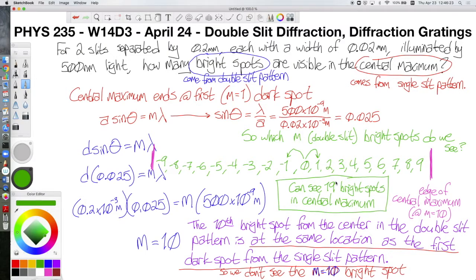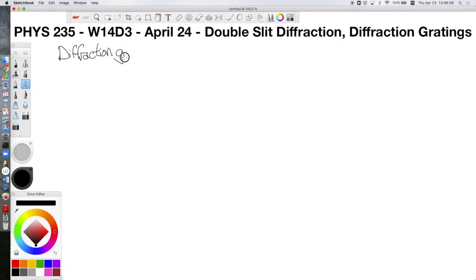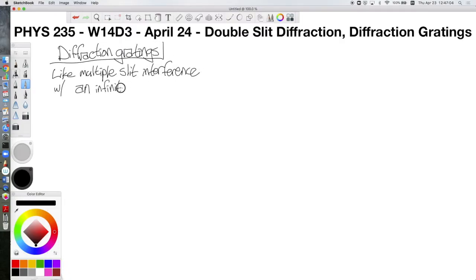The last thing we're going to talk about today, and the last thing we're going to talk about in this course, is diffraction gratings. So a diffraction grating is a lot like multiple slit interference with an infinite number of slits. So we just have an evenly spaced series of slits, and really there aren't an infinite number of them, but there's such a large number that n is at the very least approaching infinity, at least for how we think about these things. So I want to bring back a diagram from multi-slit interference so we can talk about what changes will happen to that diagram as we let n go to infinity.